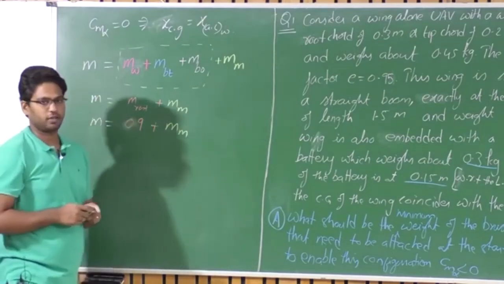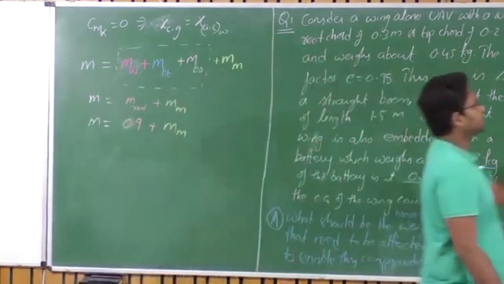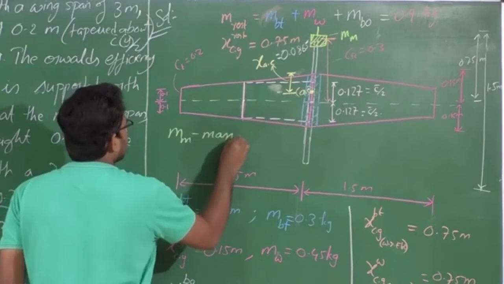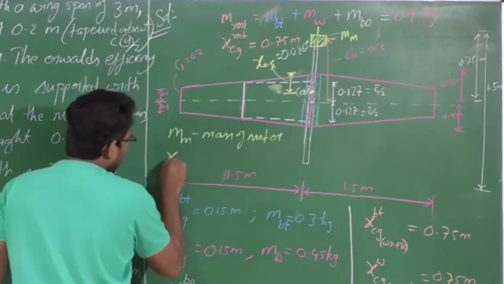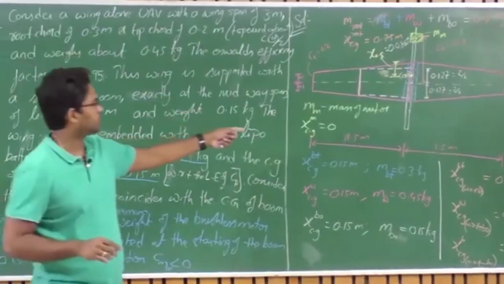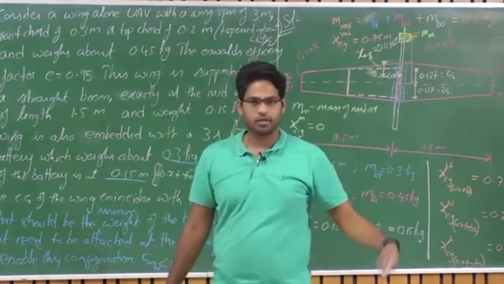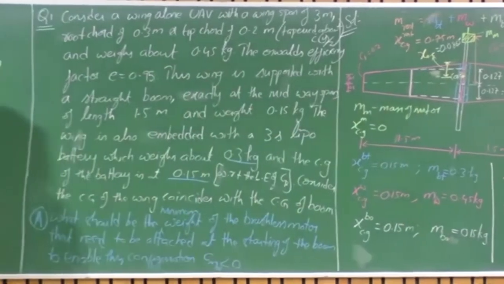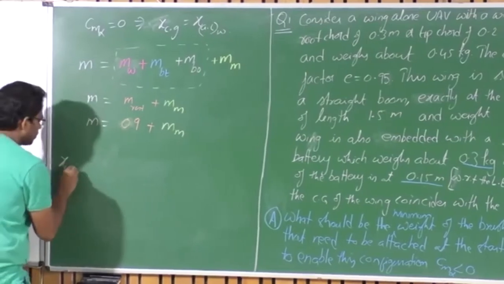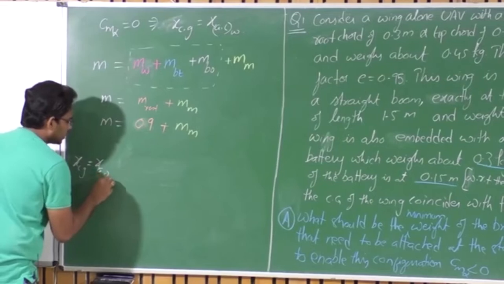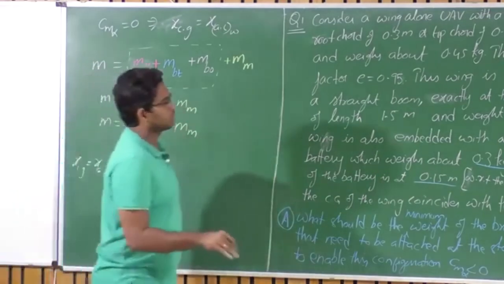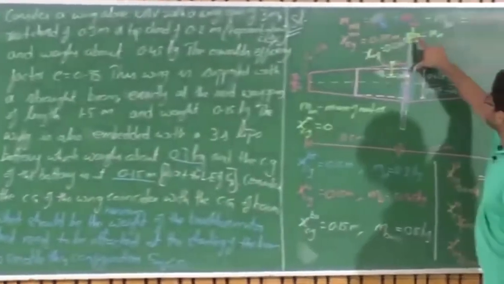And now with the addition of this mass, what is the location of this mass? What is the CG location of this mass with respect to the boom? So M of motor is the mass of motor, and the corresponding XCG of motor is 0. It is exactly with respect to the boom, right? I am talking with respect to the boom. It is exactly at the leading edge of the boom, or you can say at the starting of the boom. Okay. So with that assumption, the new CG I need is the aerodynamic center of the wing. What is the aerodynamic center of this wing with respect to the leading edge of the boom?